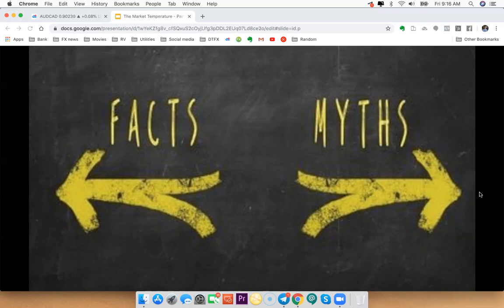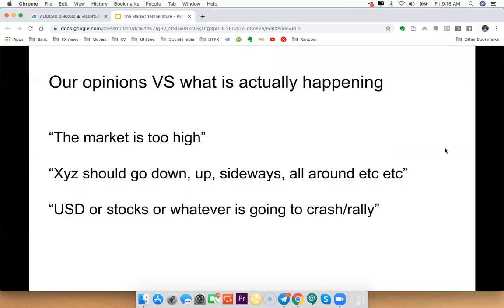So that's kind of what we're talking about here. When we're trying to really separate our opinion from what's actually happening, the thing that I hear constantly is the market's too high. And I always say, the market's too high compared to what? Compared to the other market? The S&P is too high compared to the S&P. What is too high or too low compared to what, right? So we have to start to take our opinion out of things and start just looking at what is actually happening.